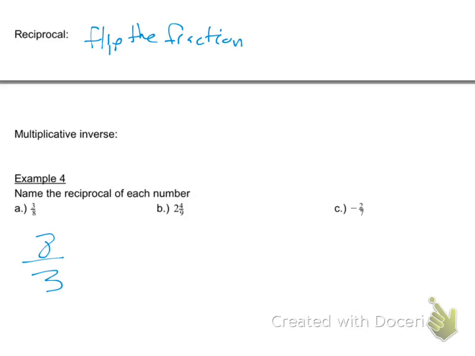Oh wait, if I'm going to take the reciprocal, we probably should have it in what form? Improper. So let's switch that to improper. 2 and 4/9. 2 times 9 is 18. 18 plus the 4 makes 22 over 9. That's the original problem. What's the reciprocal then? What's the reciprocal of 22/9? 9 over 22. And the final one is negative 2/7.